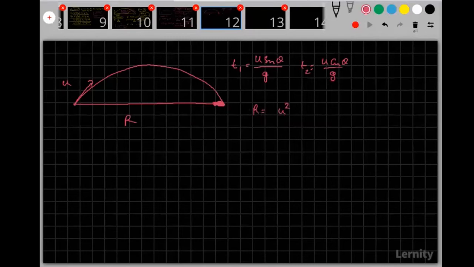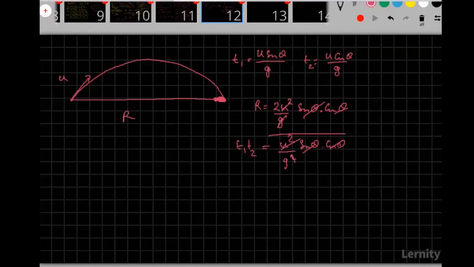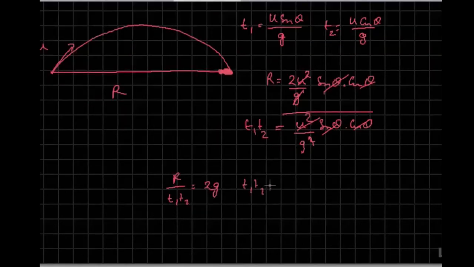r is equal to 2 times u squared by g sin theta into cos theta. Now if you multiply t1 t2, what will you get? You will get u squared by g squared sin theta into cos theta. This is equal to t1 t2. Now simply divide them. When you divide them, u squared sin theta cos theta will get cancelled, and you will get g. So you will get r by t1 t2 is equal to 2 times g. So t1 t2 is equal to r by 2g. So that is the option.